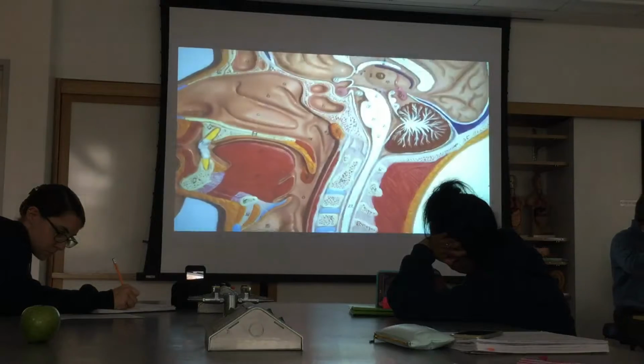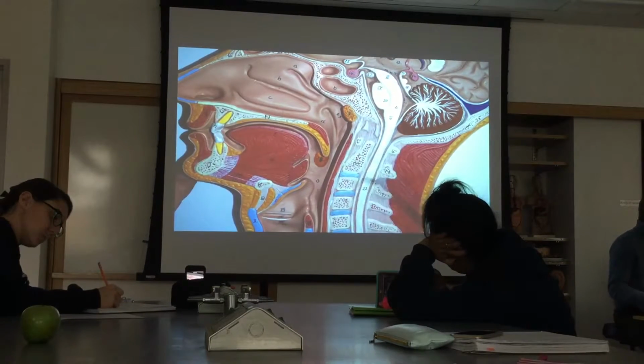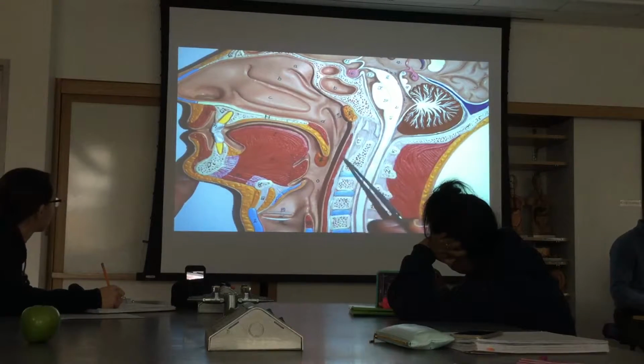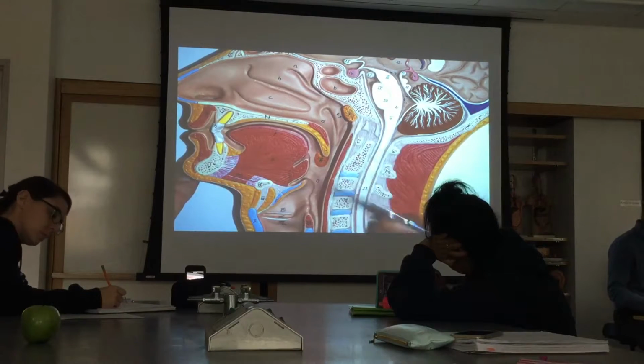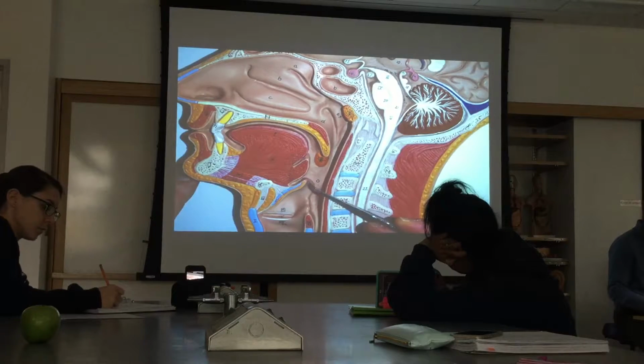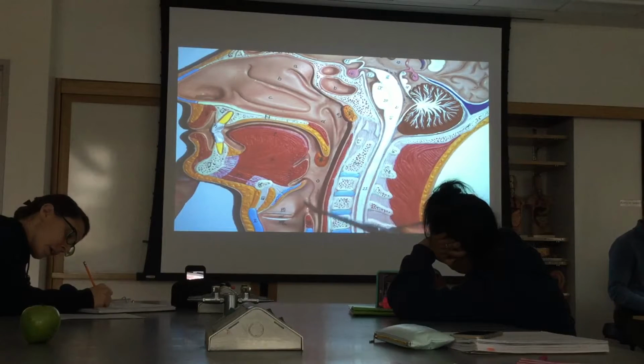Right. Again, know your boundaries of the pharynx. So here would be the nasopharynx. Here is the oropharynx. And then from the tip of the epiglottis to where the esophagus begins, that would be the laryngopharynx.